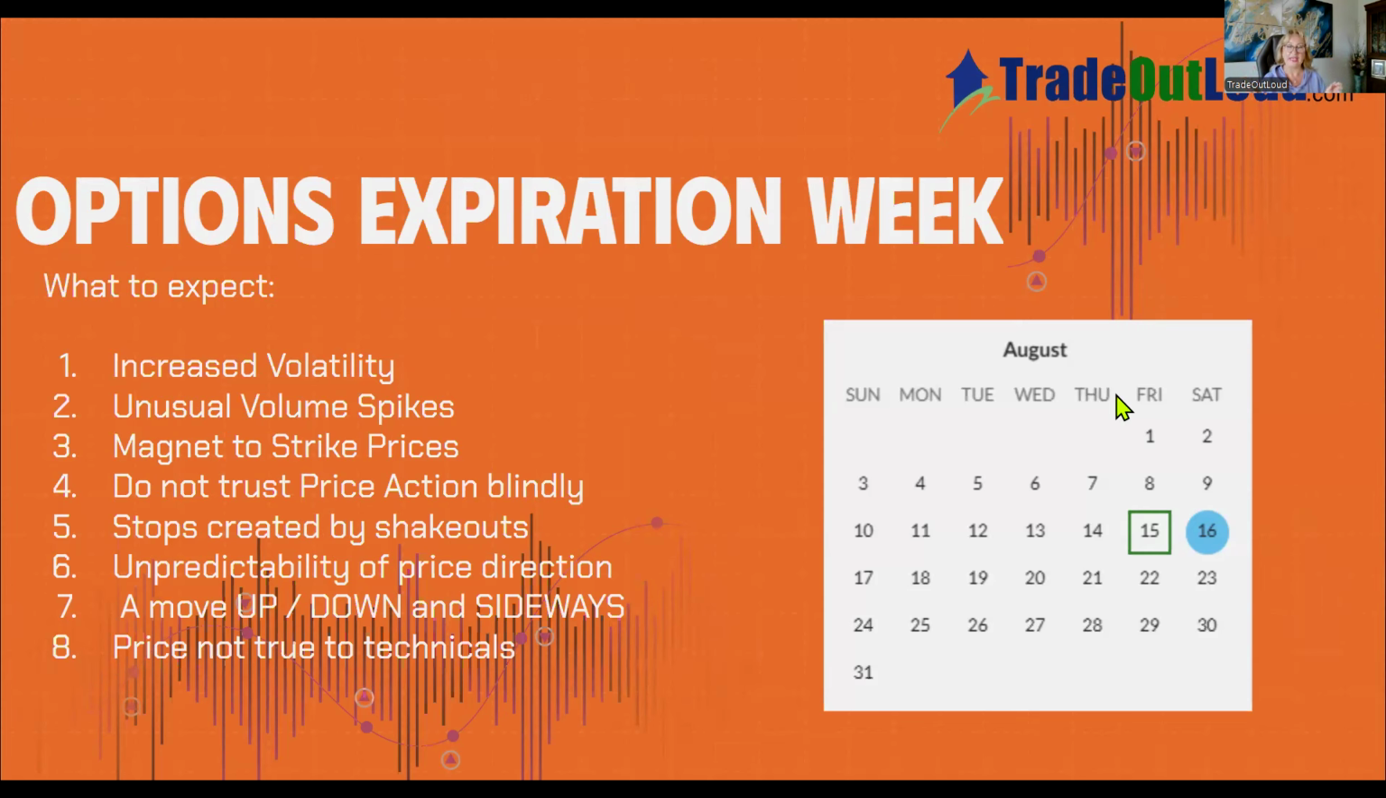you're likely going to get a lot of topping tails and a lot of bottoming tails. And this is the first sign of volatility that you're witnessing when you're looking at price action. You're going to get magnet to strike prices. And that's as we're going closer and closer to option expiration, which is on Friday. Do not trust price action blindly. There are going to be plenty of setups that are not going to be working this week.